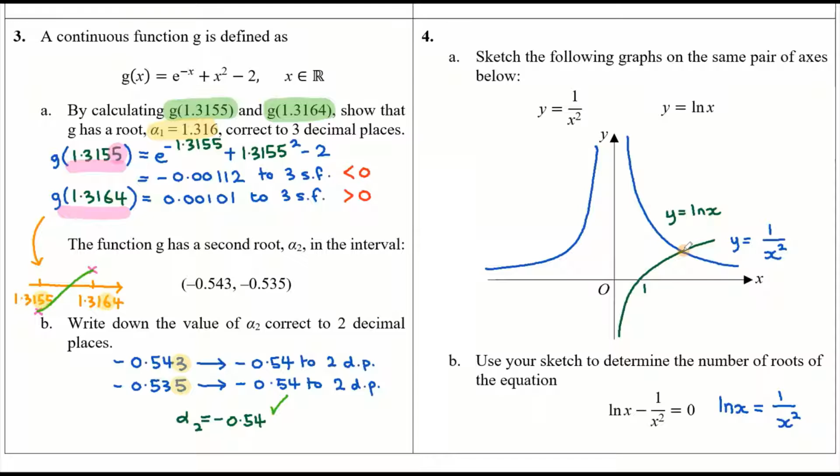We don't have to solve it. We just have to determine the number of roots. So clearly, if there's one point of intersection only, and there will only ever be one point of intersection, we've just shown it without doing anything technical whatsoever. So there is going to be one root only. And this is the type of equation where you would have to use numerical methods in order to solve it.